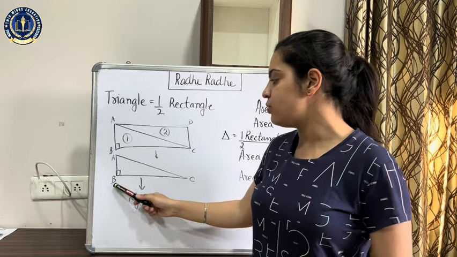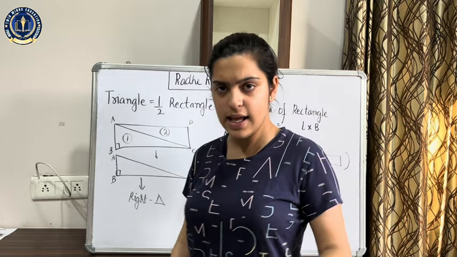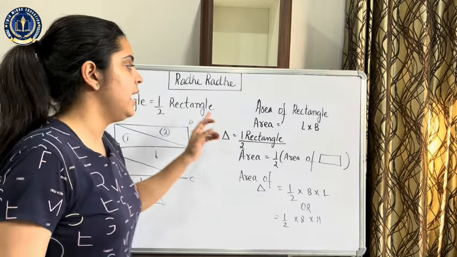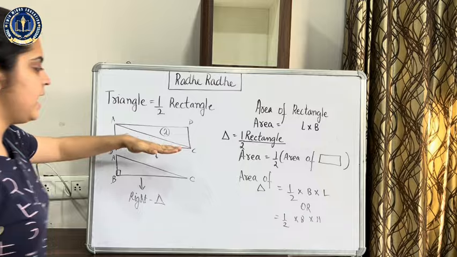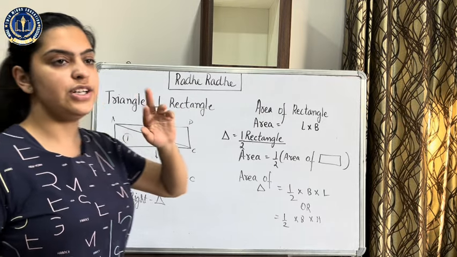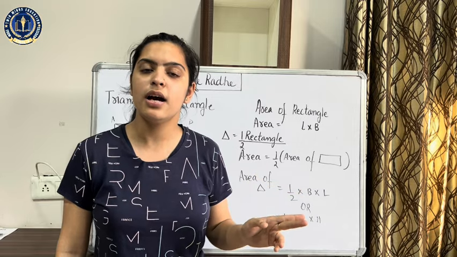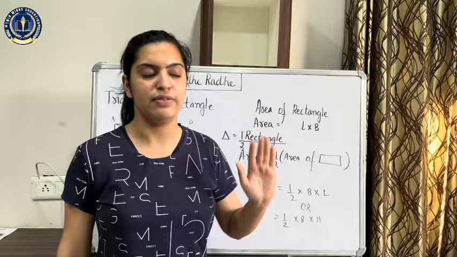Now, coming to this triangle, do we know the area of a rectangle? Yes, we have already done that. Area of a rectangle is length into breadth. Any two adjacent sides' product is the area of the rectangle. This we have already done in the previous videos.